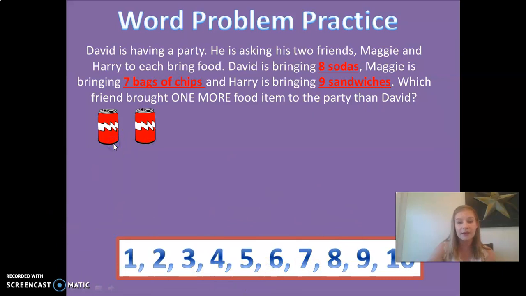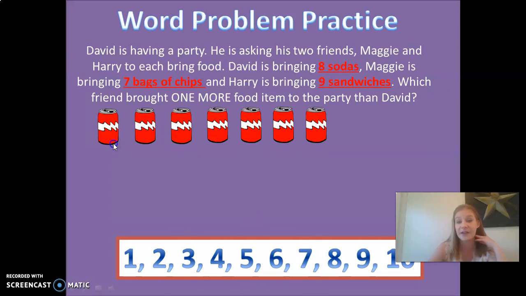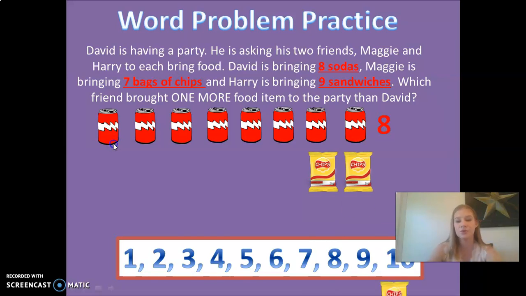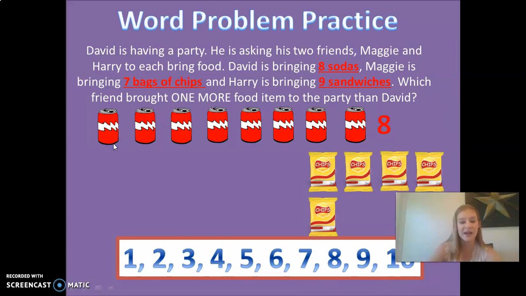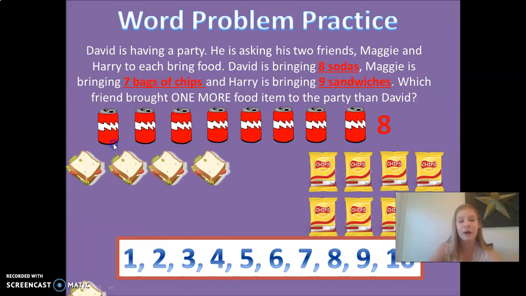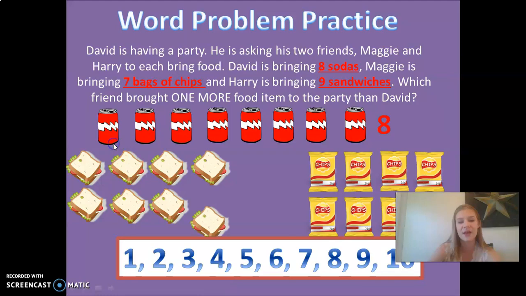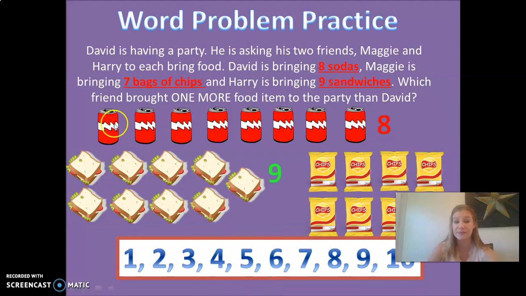All right, so we have 1, 2, 3, 4, 5, 6, 7, 8 sodas. And we have 7 bags of chips. And we had 9 sandwiches. So we want to know which friend, Maggie or Harry, brought one more thing to the party than David. David brought 8 sodas, so we're looking at the number 8.